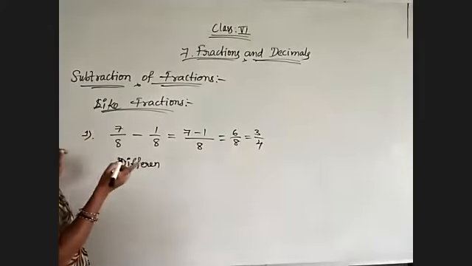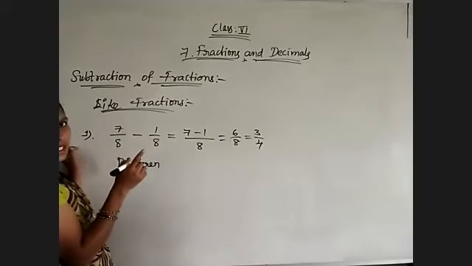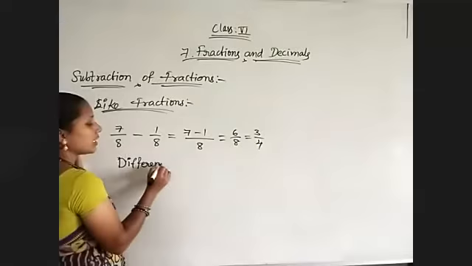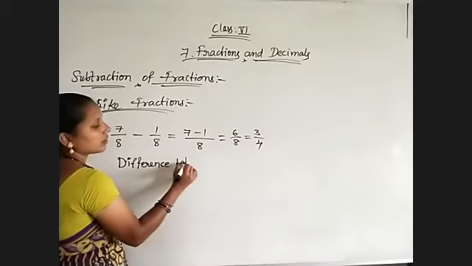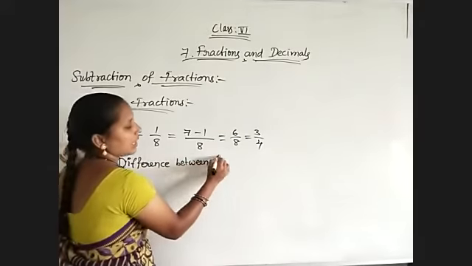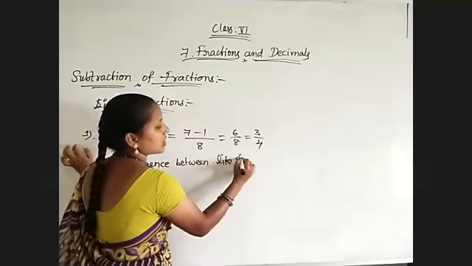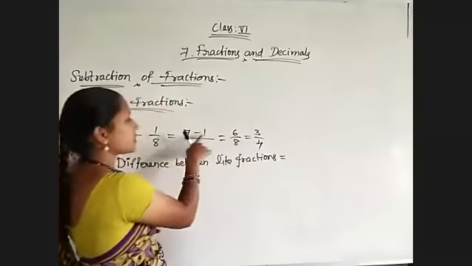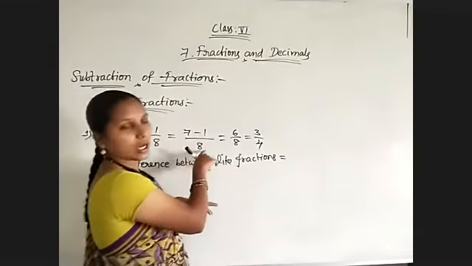See, sum is nothing but the result of addition. So the result of subtraction is a difference. That's why we are writing difference between like fractions is equal to difference between the numerators by common denominator.